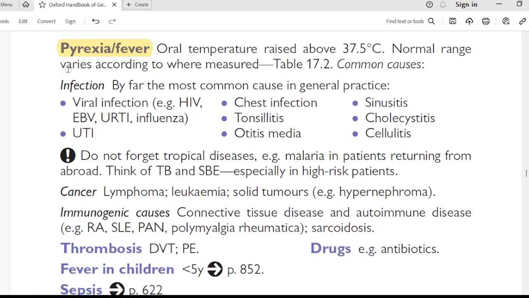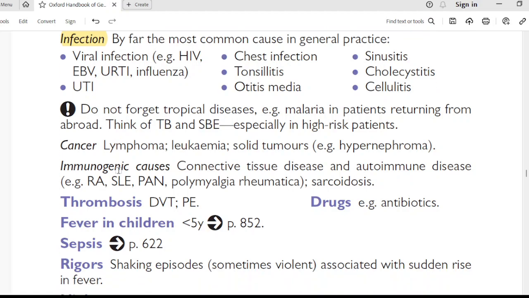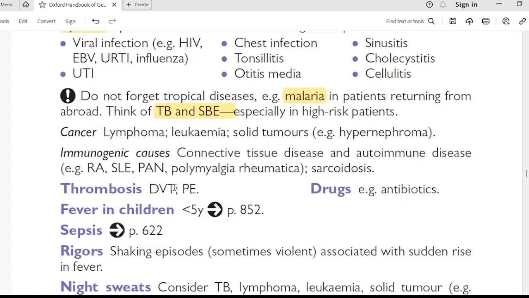Common causes: infection. By far the most common cause in general practice is infection. Either it can be viral infection like HIV, EBV, URTI or influenza, chest infection, sinusitis, tonsillitis, cholecystitis, otitis media and cellulitis or UTI. Do not forget tropical diseases like malaria in patients returning from abroad. Think of TB and SBE especially in high-risk patients.